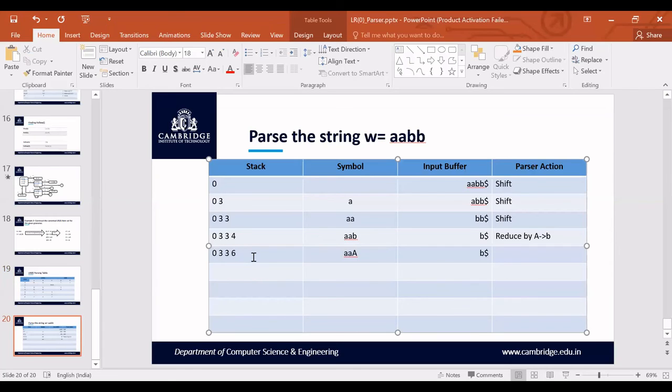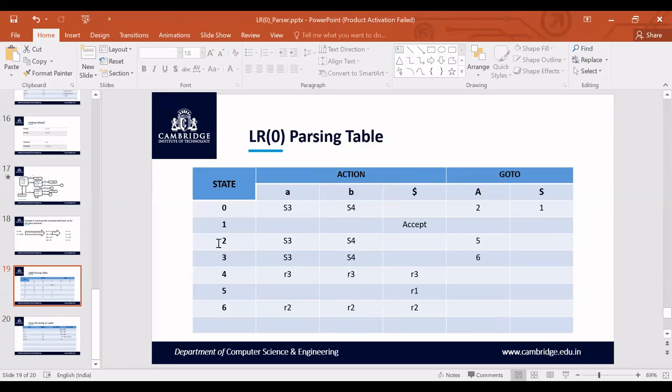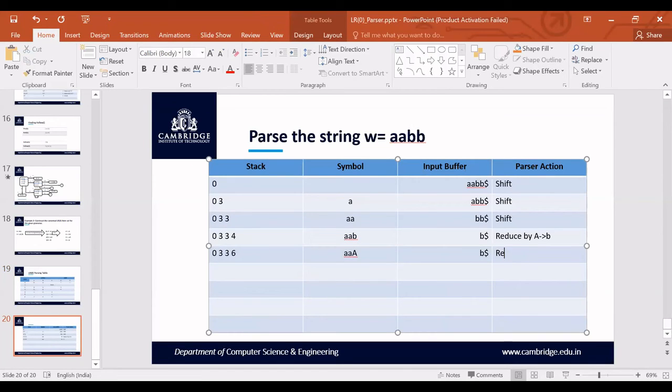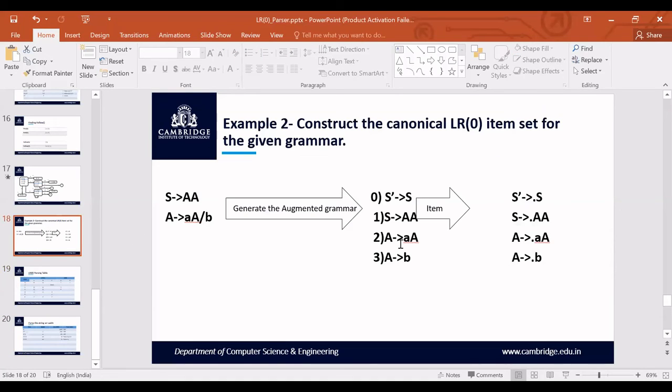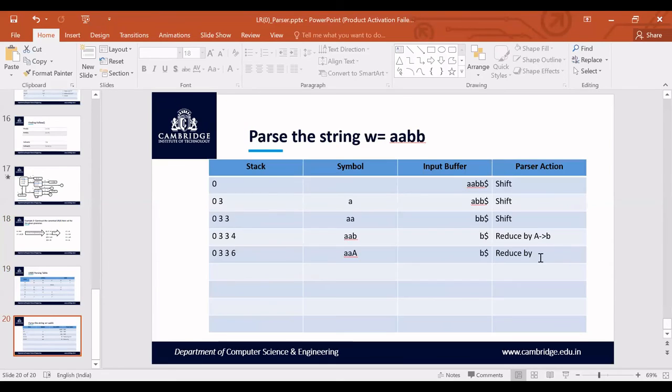Fine. Once you're done with pushing that state onto the stack top, now take a transition with the new state and the symbol in the input buffer. So what is the new state? 6. What is the symbol in the input buffer? B. 6 on terminal B is reduce step R2. Which is R2? R2 is A derives AA, that is, A derives terminal A followed by variable A.